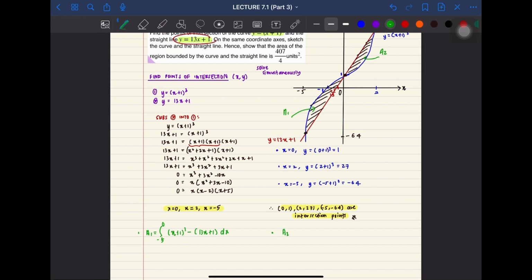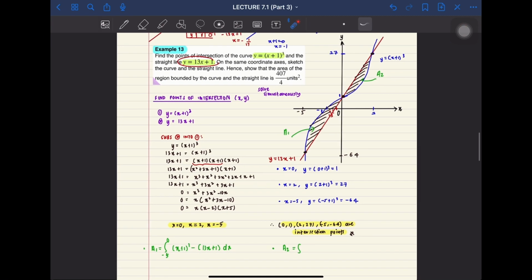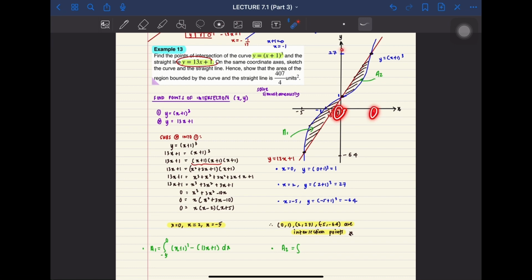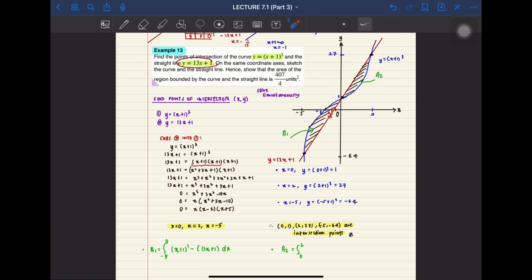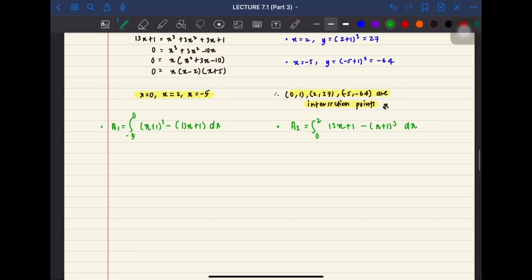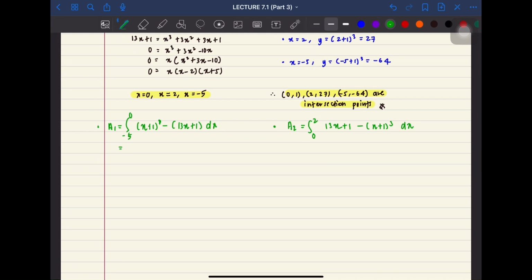Okay, so untuk A2 pula. So A2, so kawasan A2 daripada 0 sampai 2. Itu kawasan dia. So 0 until 2. So function atas this one tolak function bawah this one. So 13X tambah 1 tolak (X tambah 1) kuasa 3 dx. Okay, so now dah boleh integrate. Okay, so saya tolak integrate je, awak kira sendiri.